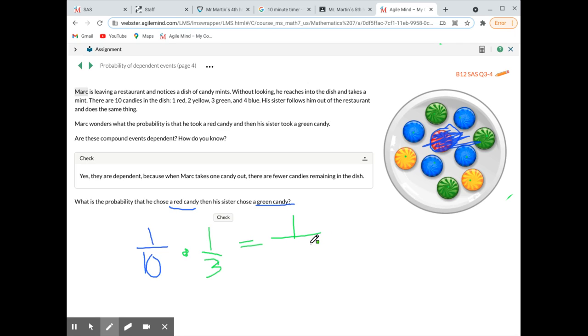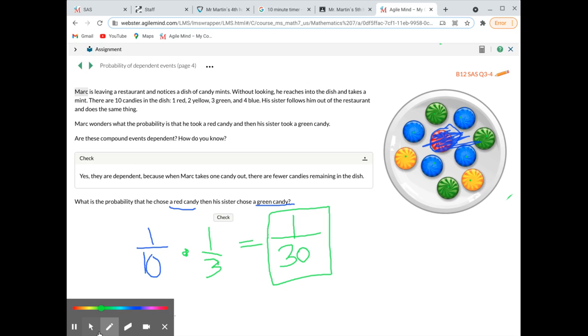And what is 10 times 3, Brendan? If you have 10 groups of 3, how much do you have? 30. Great job. So their chance of getting a red and a green by picking without looking would be what chance? A 1/30 chance. Is that a very likely probability? No, not really. That's pretty unlikely.